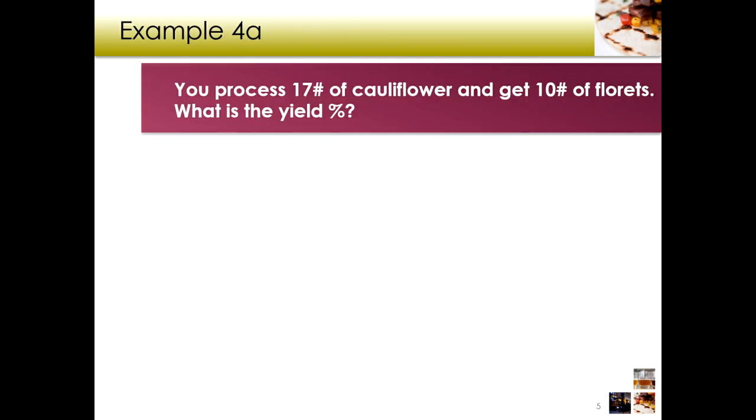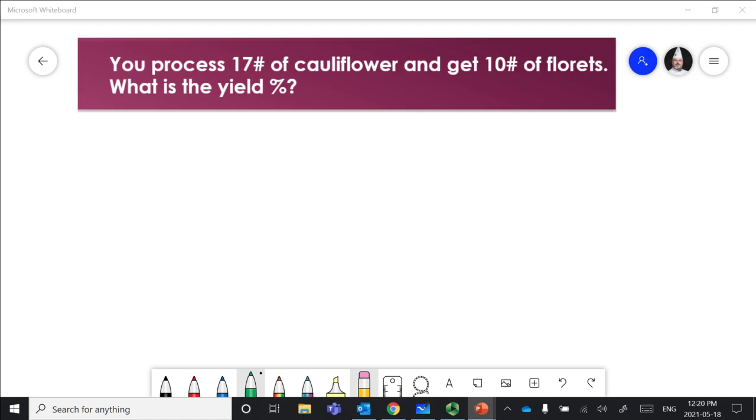So as an example here, we've got a process. You process 17 pounds of cauliflower and get 10 pounds of florets. What's our yield percentage? The first thing I like to do in questions like this is identify what the numbers mean. So this 17 pounds, what is that? Is that an EP or an AP? We're processing 17 pounds of cauliflower, so that tells me that that is AP.